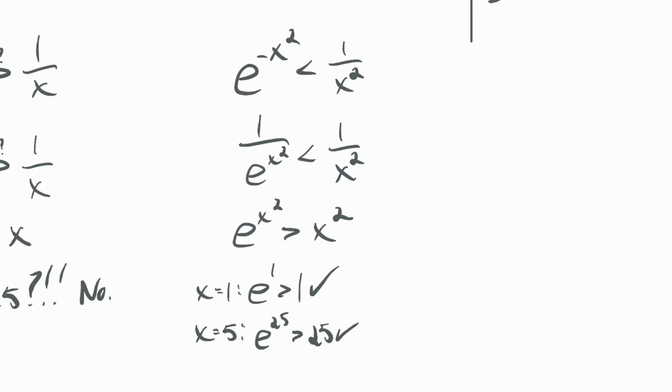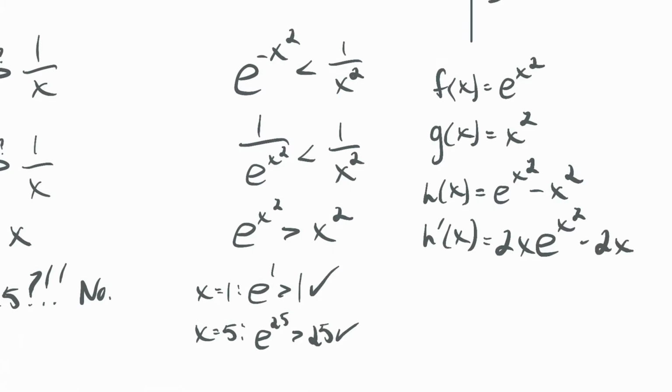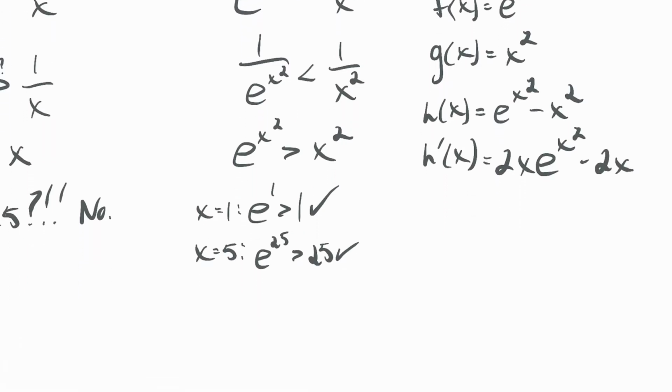If we think about, say, f of x equals e to the x squared power, and g of x equals x squared, I can think about h of x, the difference of the two: e to the x squared minus x squared. And I can think about the derivative. Okay, we're thinking back to Cal 1. We're going to think about the derivative telling us about the function increasing or decreasing. So h prime of x is going to be 2x e to the x squared minus 2x, right? And I think about, when is this function increasing and decreasing?